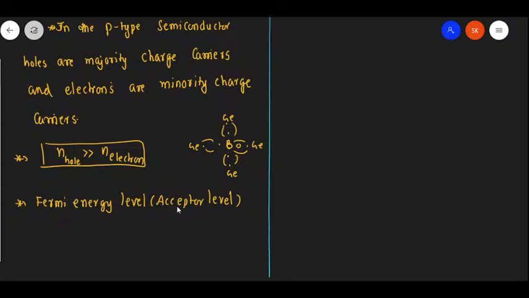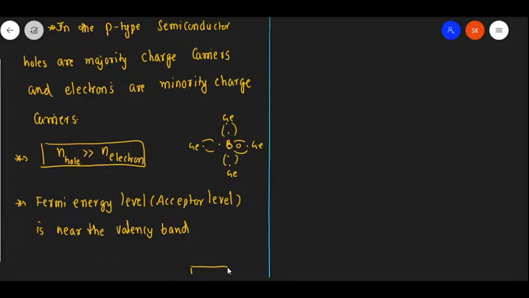And the acceptor atom, we are adding the acceptor atom in the p-type semiconductor. It is ready to accept one electron, right? We call them acceptor atoms. And the Fermi energy level, or acceptor level, is near the valency band. The Fermi energy level is near the valency band.